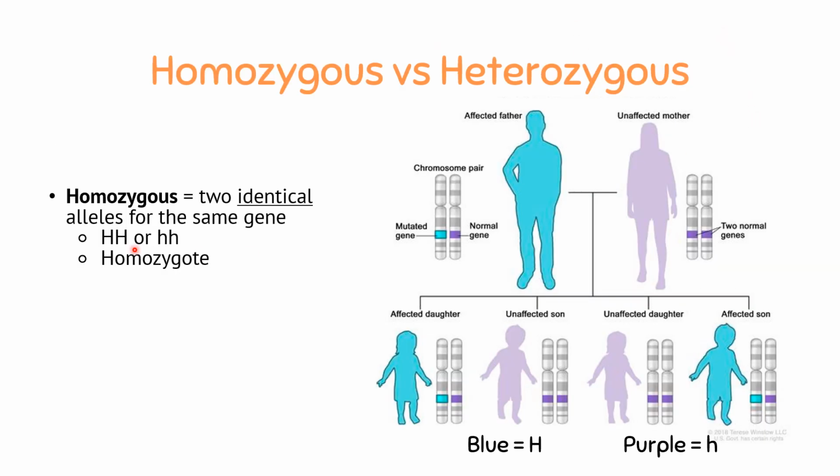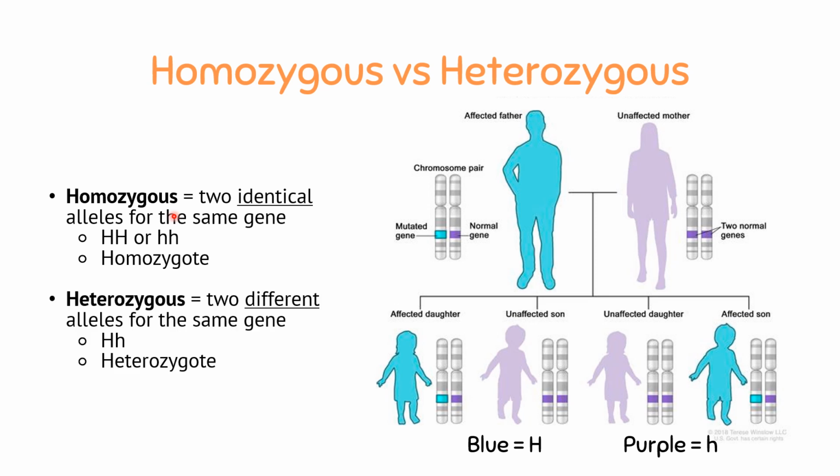So if you have 2 identical alleles, for example, you have capital H and capital H, or lowercase h and lowercase h, this is called homozygous. So you can be called a homozygote, or you can be called a homozygous individual, or it's a homozygous trait, and so on. If you have 2 different alleles, for example, a dominant and a recessive, as you can see here, you are heterozygous or a heterozygote.